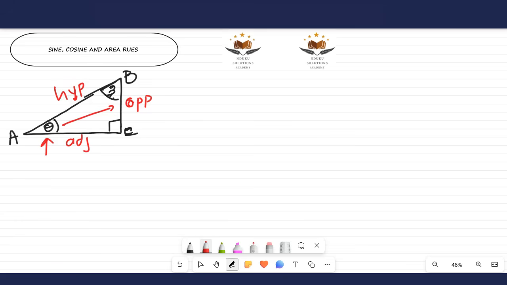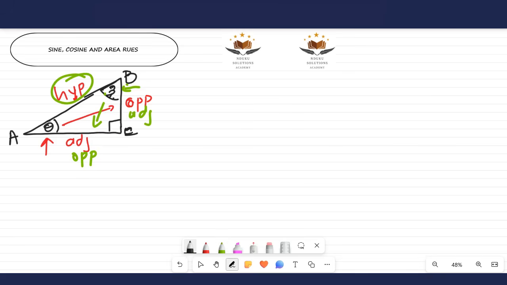And as far as beta is concerned, if we were to take beta into consideration, the opposite side is this one now. So this will be the opposite side to beta. This will be the adjacent side to beta, and the hypotenuse remains as the hypotenuse.